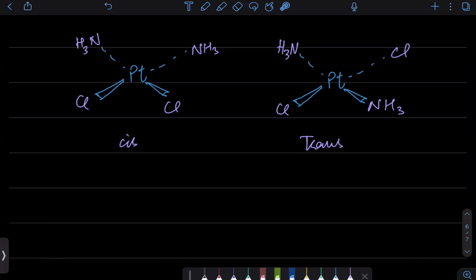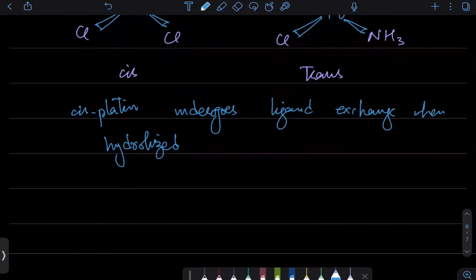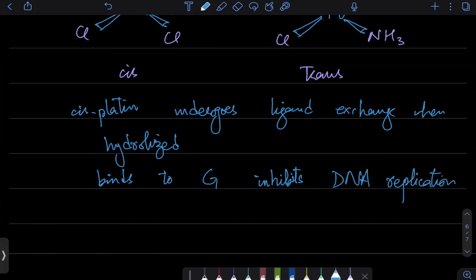Now, when that happens, the rapid copying or replication of the DNA that was happening is stopped. And so when the DNA cannot be copied, you guys study bio, you know bio more than me, the cancer cannot grow. And so it dies. So just because this inhibits DNA replication through ligand exchange, not as it is. So cisplatin undergoes ligand exchange when hydrolyzed. And that hydrolyzed one binds to guanine and inhibits DNA replication. And so it is useful in treating cancer.